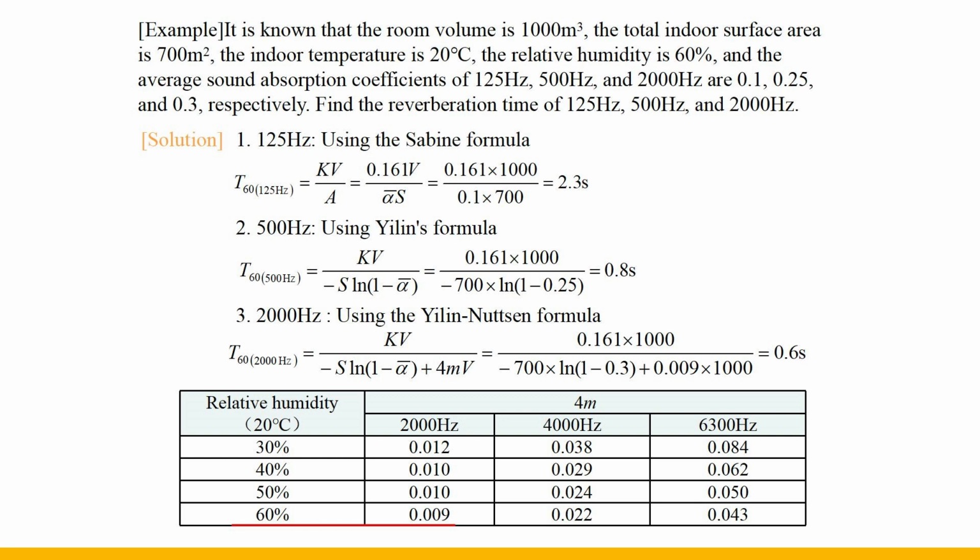500 Hz is the intermediate frequency, and the sound absorption coefficient is 0.25. This is greater than 0.2. Therefore, the reverberation time is calculated by using Eyring's formula to be equal to 0.8 seconds. 2000 Hz is a high frequency. Therefore, using the Eyring-Knudsen formula to calculate, the air absorption coefficient is found to be equal to 0.009, and the reverberation time is found to be equal to 0.6 seconds.